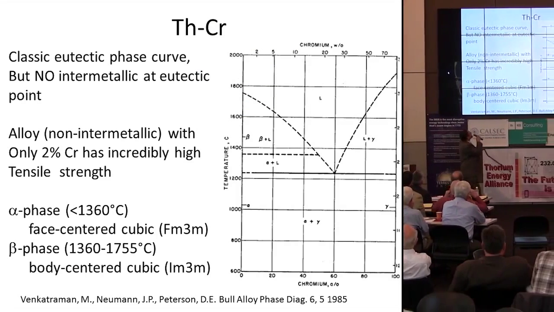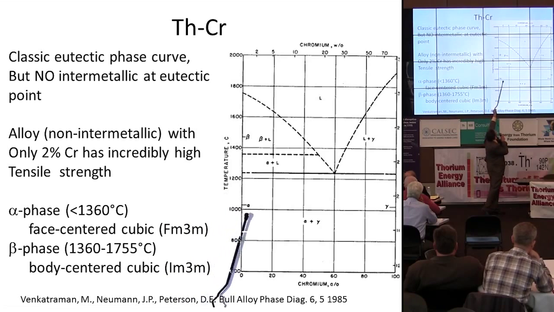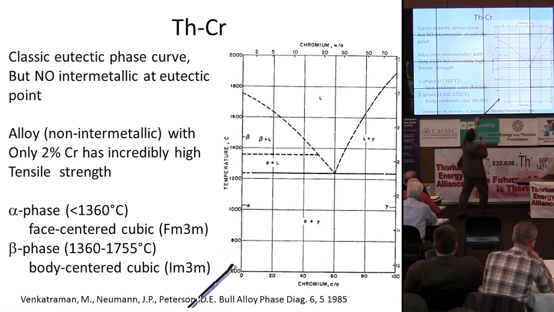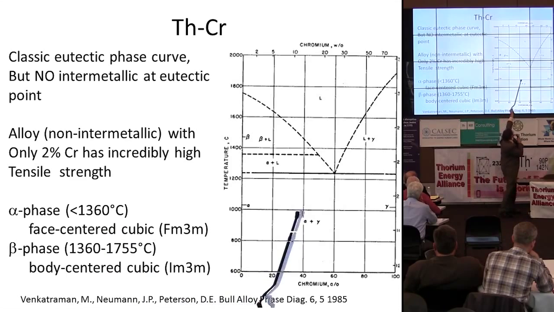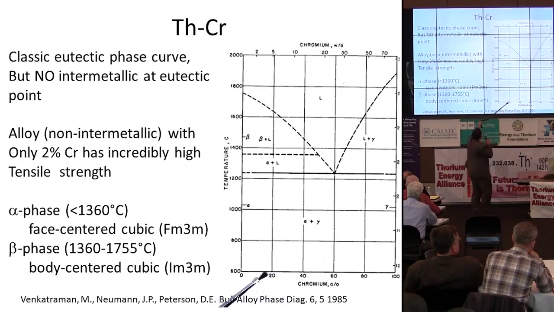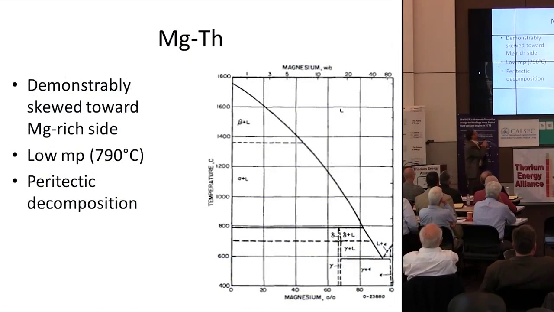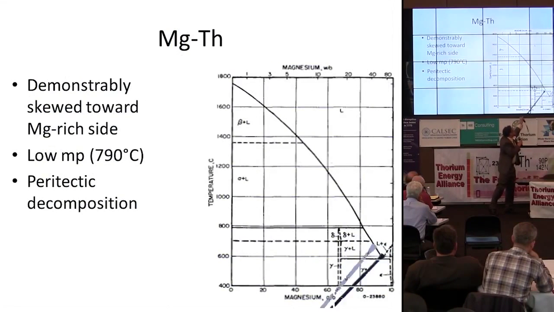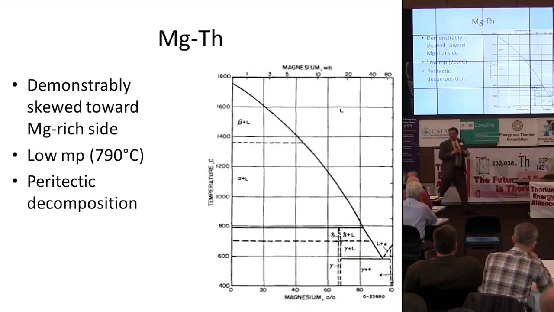Now we go to the other side. Predominantly thorium. We have between 2 and 5% chromium by weight here. So it's a classic eutectic phase curve, okay? So you have your global minimum there, which is usually where your intermetallic is, where you have a stoichiometric arrangement of the two. Right there. That's why I included those cartoons, because I wanted to show you how close it is right there.